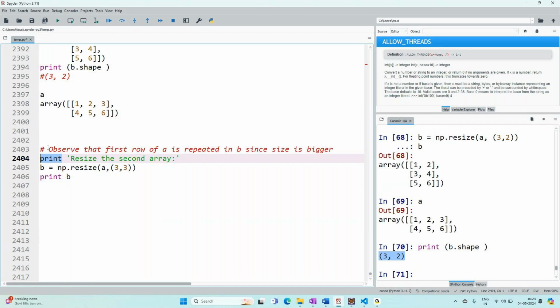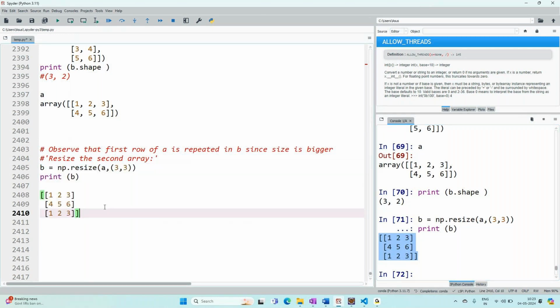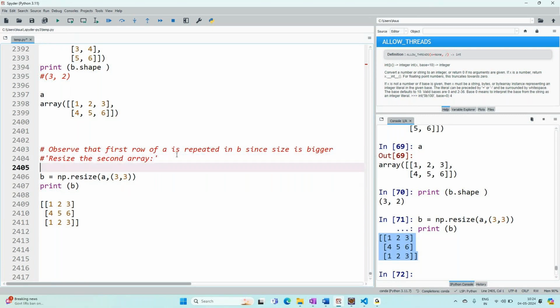Total how many elements are there here? Now let's see. In reshape, what I told you is you cannot increase the number of elements. I told you or not. But here, if you observe, now it is 3 by 3. So B is changed to 3 by 3, or not? So what is B actually?